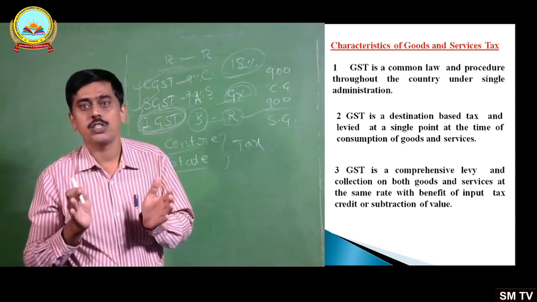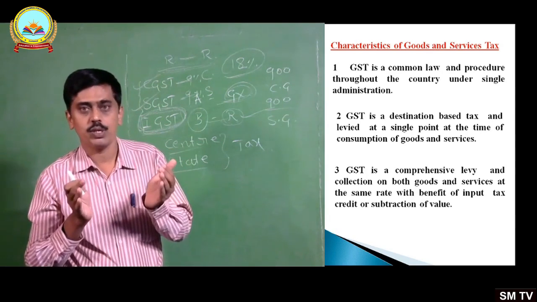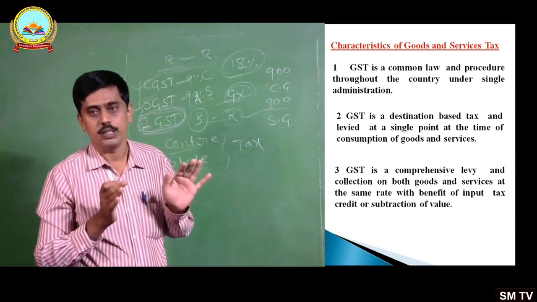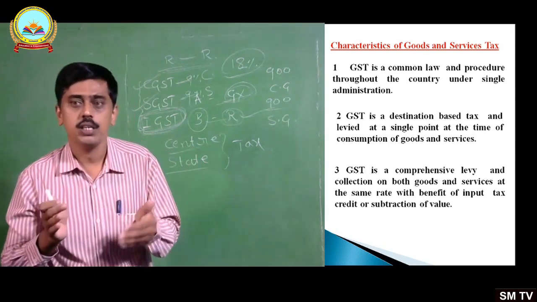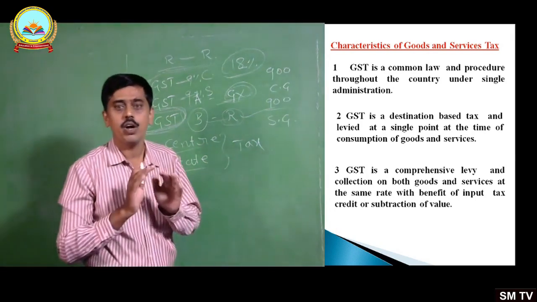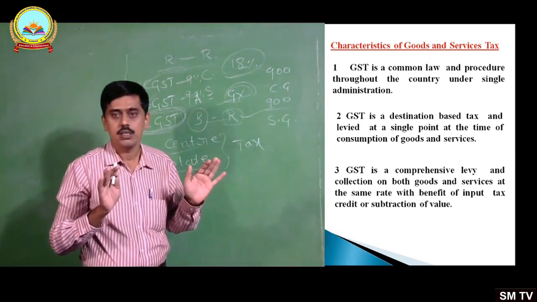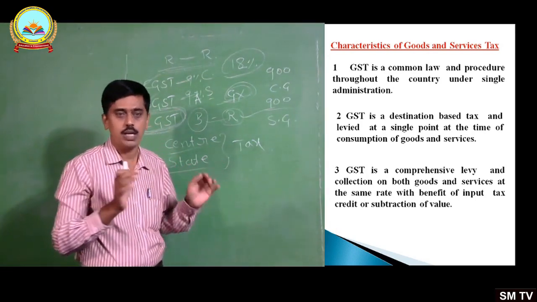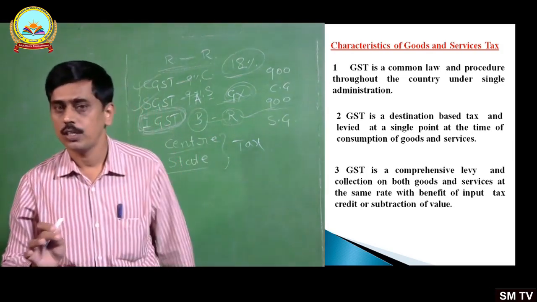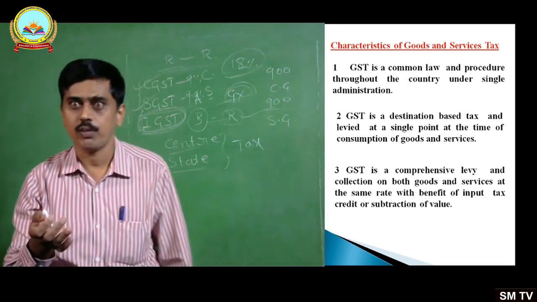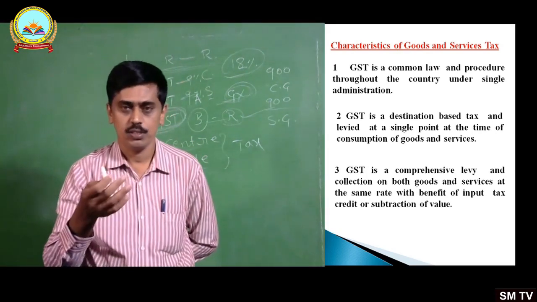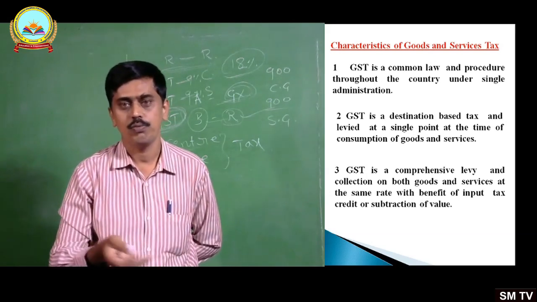It's a comprehensive levy. And one more thing is, when we apply GST, no other tax will be levied by the center or the state. VAT will not be levied or CST will not be levied. All other taxes are removed and only a single tax is applicable, that is GST. These are some salient features of this GST, and in the book you may go through a few more points. Okay.